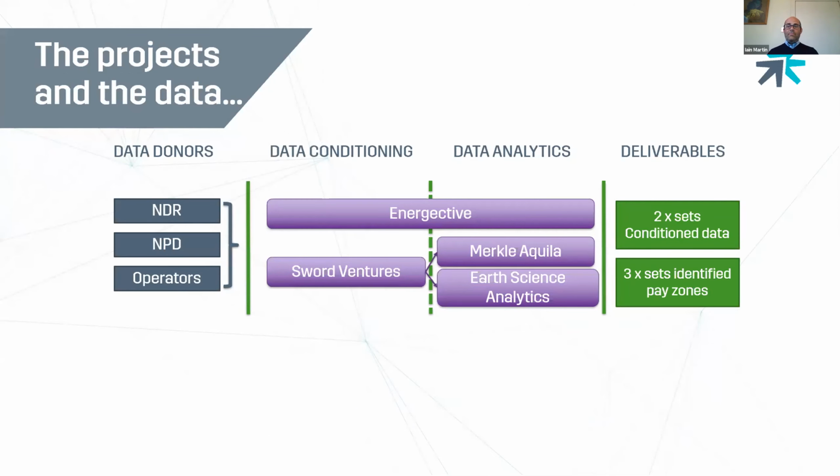So the OGTC sponsored 4 technology developers to tackle this challenge. As you can see from the slide, each company approached different aspects of the challenge. The first company you'll hear from today, Sword, concentrated on the data conditioning step. The second company you will hear from today, Energective, tackled the challenge from end to end, applying their own data conditioning approach, followed by automated interpretation to that data for pay. They will describe both of these aspects in their talk.